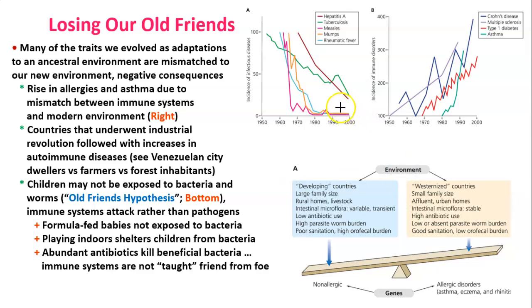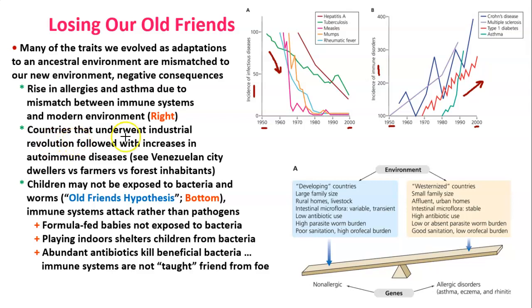Take a look at the figure in the upper right. Plotting from 1950 to 2000, the incidence of infectious diseases, you can see that infectious disease has absolutely plummeted. But from the same time period, 1950 to 2000, the incidence of immune disorders has skyrocketed. So there's some correlation there. There might be some cause and effect.